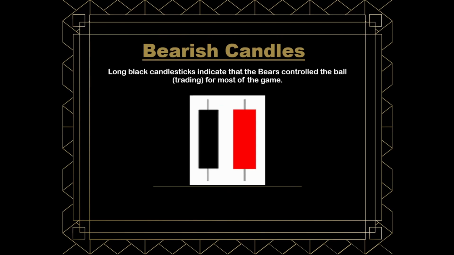Bearish candles. Long black candlesticks indicate that the bears controlled the ball, trading for most of the game. Bearish candles open at the top. Sellers were able to push prices down and close lower than the opening price at the bottom. The upper wick is the high of the session. The lower wick is the low of the session.